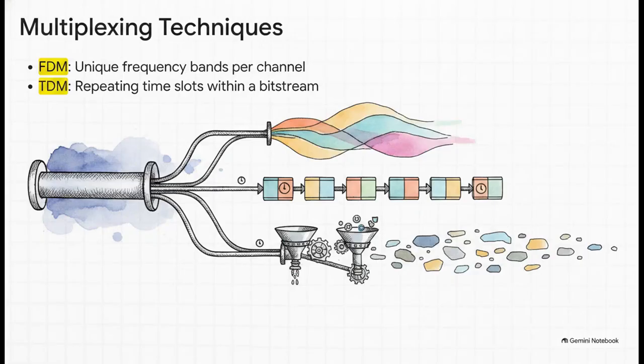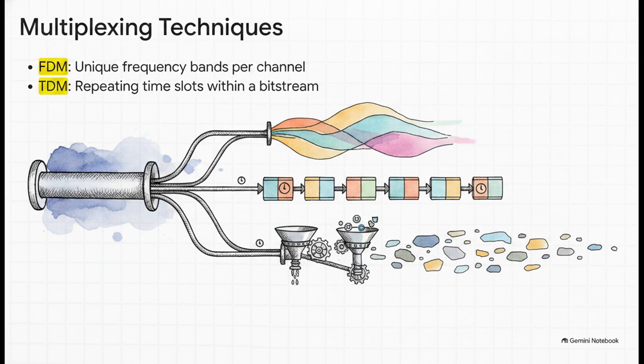Now, obviously, you can't run a separate physical wire for every single conversation sharing that 64 kbps capacity, right? So, we use multiplexing. First, there was frequency division multiplexing, or FDM, where each channel gets a unique radio band, kind of like tuning into different broadcast radio stations. Then came time division multiplexing, TDM, which allocates repeating time slots within a digital bit stream for classic telephone circuits.